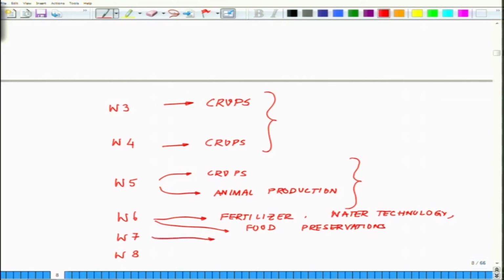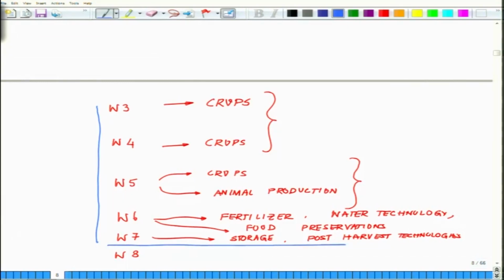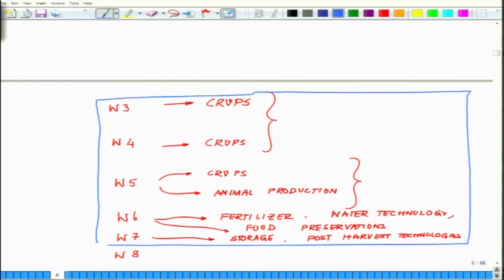and that will spill over into week 8, where we will talk about storage and other post harvest technologies. So this is what is going to consume our week 3 to week 7, the journey, where we will talk about all the different updates of application of nanoparticles or nanomaterials.